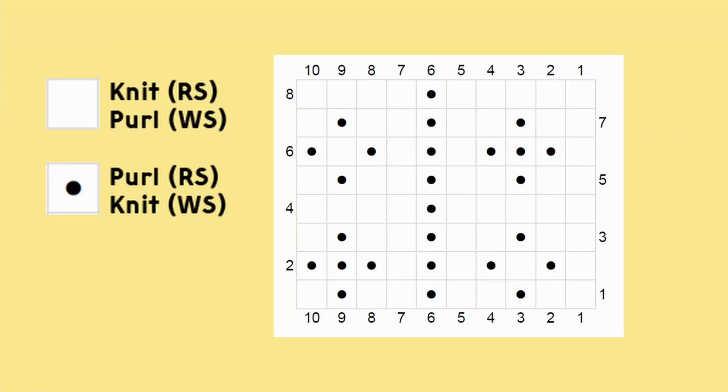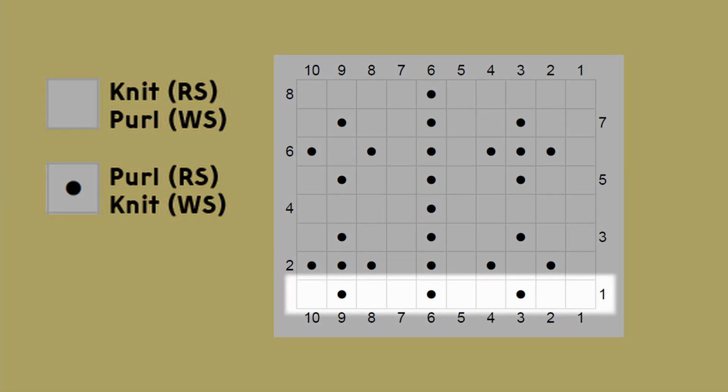Generally, a chart will specify that it starts on the right side. So row 1 you would read as we just did, knits and purls.